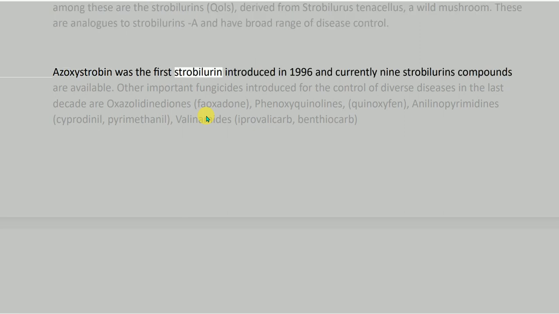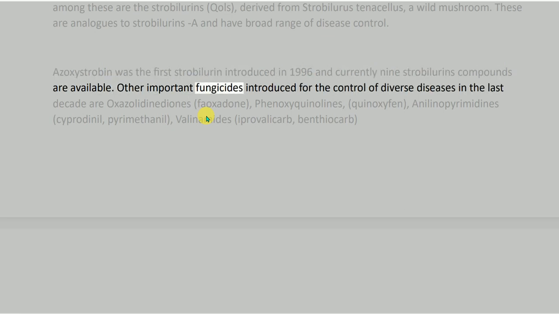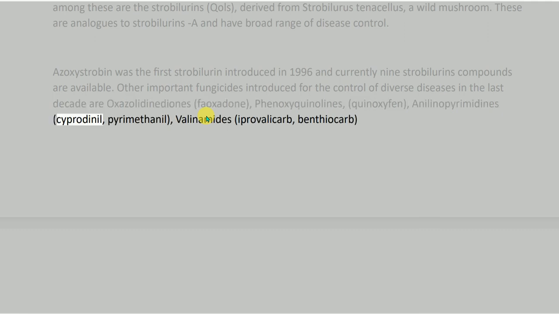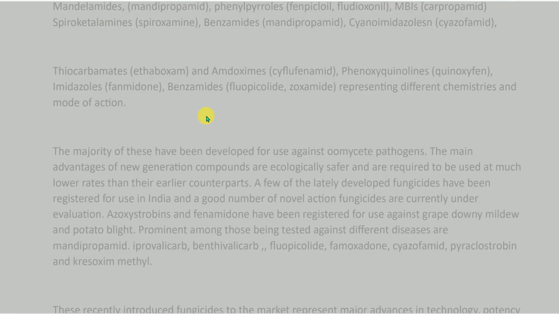Other important fungicides introduced for the control of diverse diseases in the last decade are oxazolidinediones, famoxadone, phenoxyquinolines, quinoxyfen, anilinopyrimidines, cyprodinil, pyrimethanil, valinamides, iprovalicarb, benthiavalicarb. Mandelamides, mandipropamide, phenylpyrroles, fenpiclonil, fludioxonil, MBIs, carpropamid, spiroketalamines, spiroxamine, benzamides, cyanoimidazoles, cyazofamid. Thiocarbamates, ethaboxam, and amidoximes, cyflufenamid, imidazoles, fenamidone, benzamides, fluopicolide, zoxamide, representing different chemistries and modes of action. The majority of these have been developed for use against oomycete pathogens.